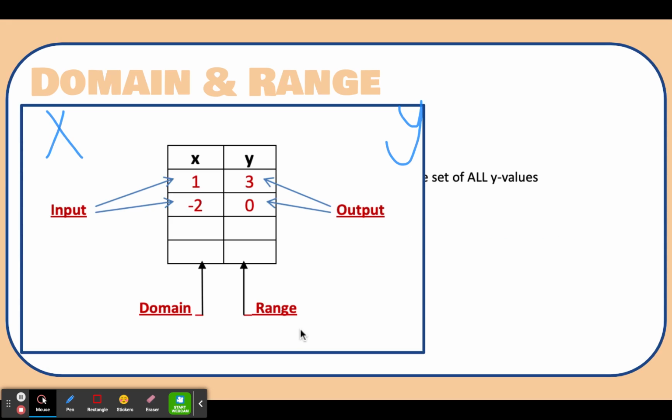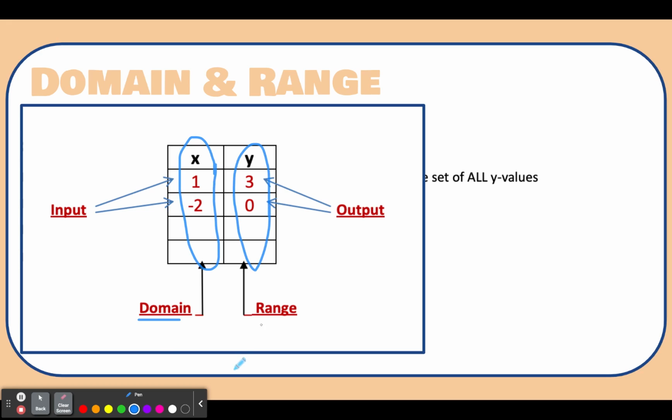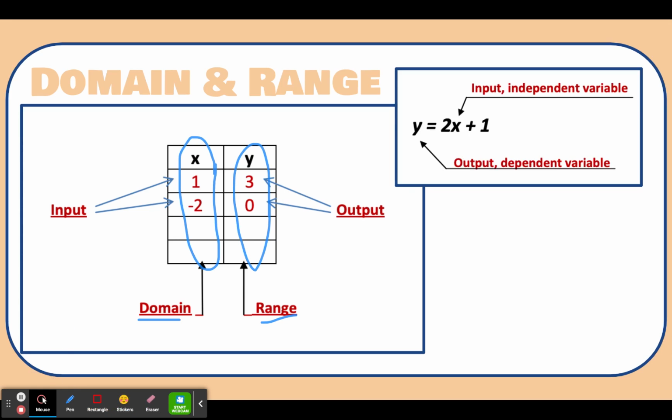Let's look at that. If we're talking about a table, our domain would be the set of all x values, domain. Range, our set of y values. If we look at an equation, we have x, which is our input or our independent variable, y, which is our output or dependent variable.